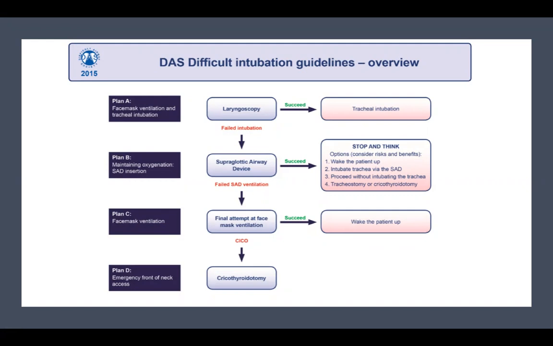If you fail to do that, you're going to move to plan B, which involves using a supraglottic airway device, that is a laryngeal mask airway. If that fails, and you have got 3 attempts to do that, you're going to move to plan C, which is mask ventilating the patient. If that fails, then you're going to go to front of neck access.